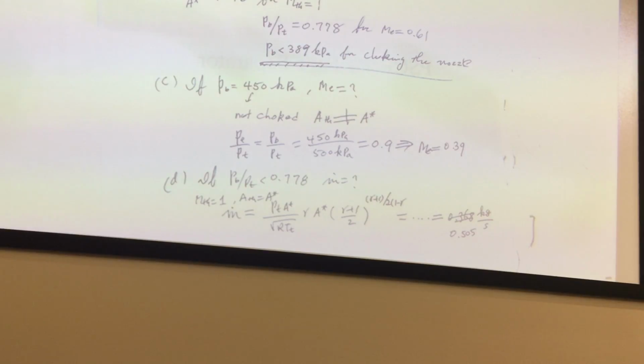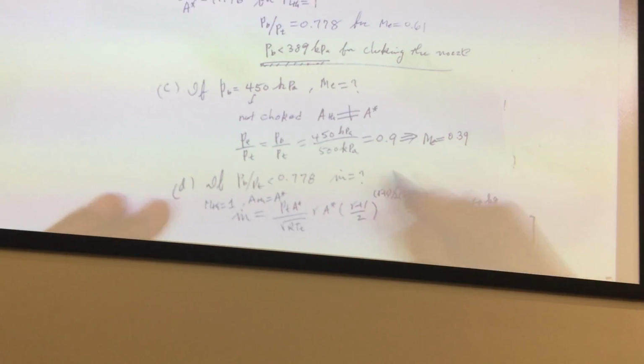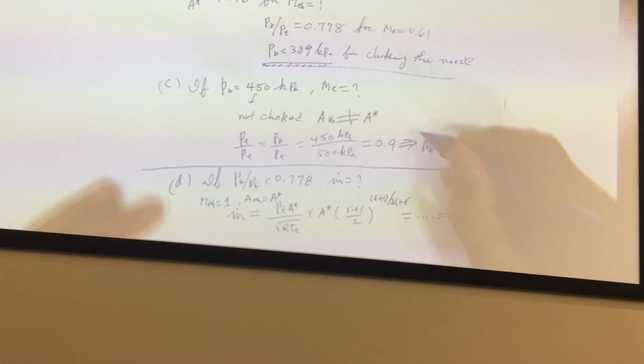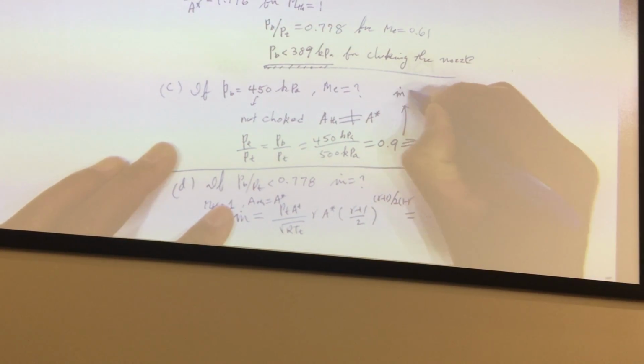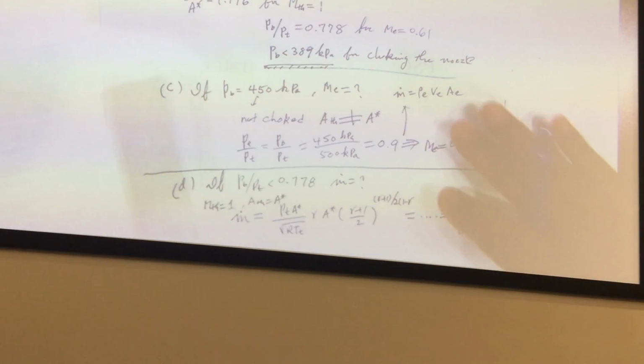Now, if this is the case, in this case, you can calculate the mass flow rate. Mass flow rate will be equal to rho E, VE, and AE. Right? Let me redo that part, okay?